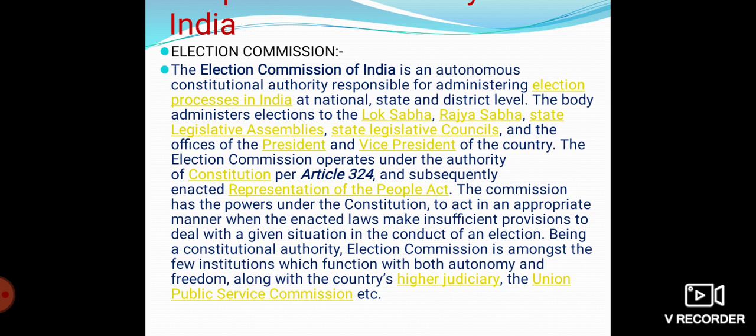The Election Commission operates under the authority of the Constitution per Article 324 and the subsequently enacted Representation of the People Act. The Commission has the power under the Constitution to act in an appropriate manner when the enacted laws make insufficient provision to deal with a given situation in the conduct of an election.